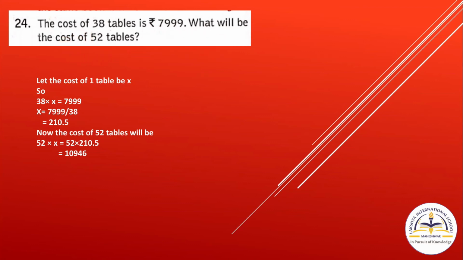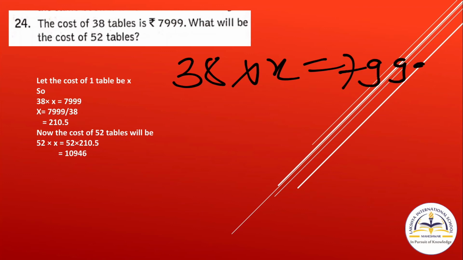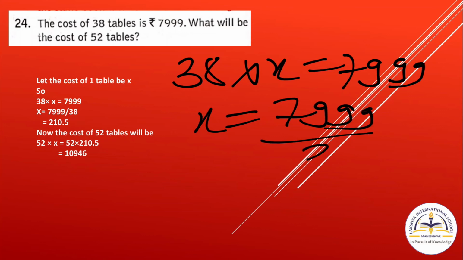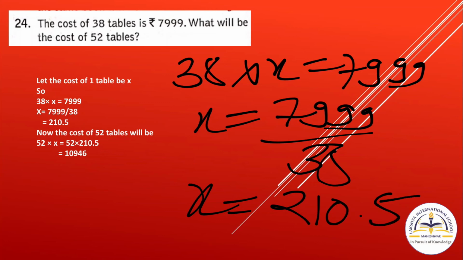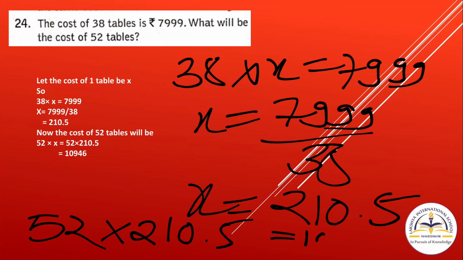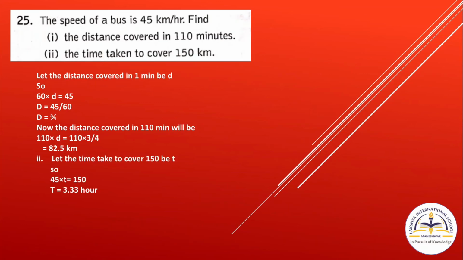So we will find out the cost of one table. So 38 multiplied by x equals 7,999. So x equals 7,999 divided by 38. Now you have to divide them, then you will get the value 210.5. Now we have to find out the cost of 52 tables. So you have to multiply 52 and 210.5. When you multiply them, you will get 10,946. This will be the answer.